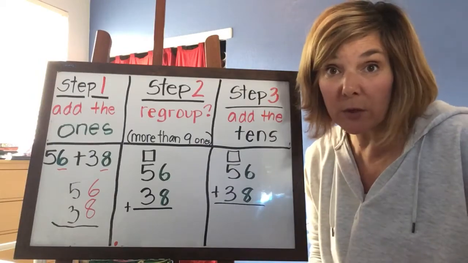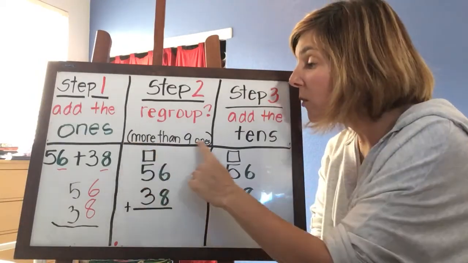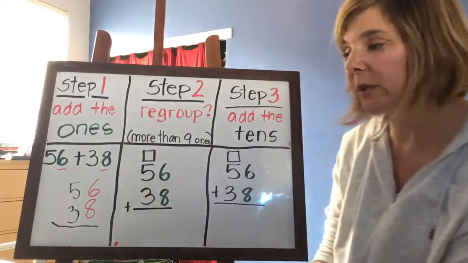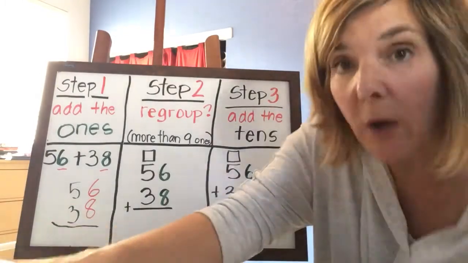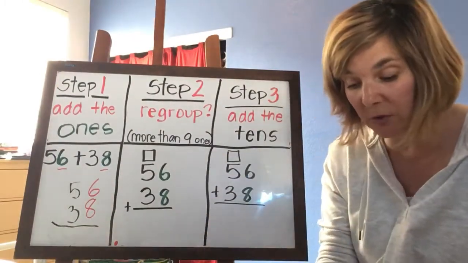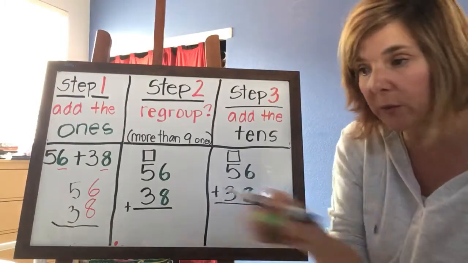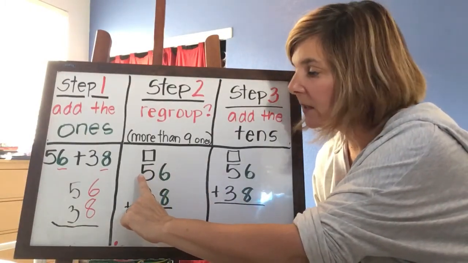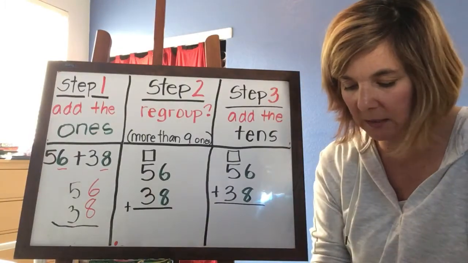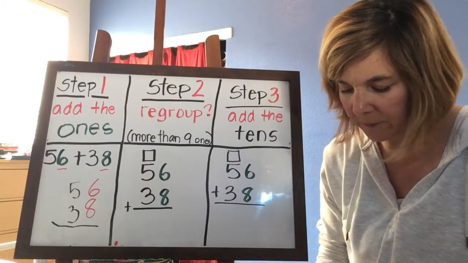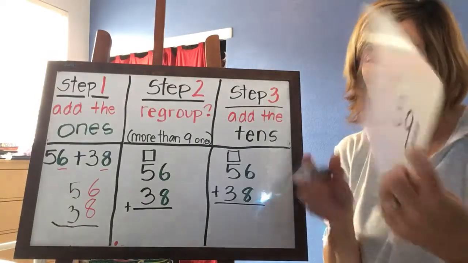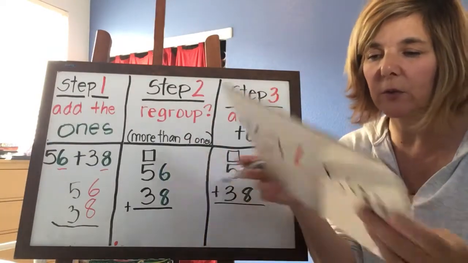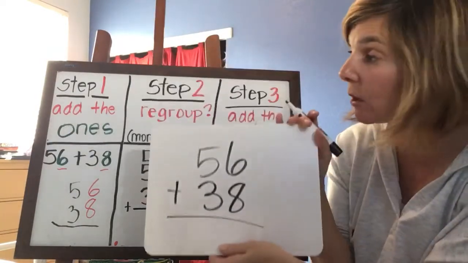Do you need to regroup? Well, if you have more than 9 ones, you do need to regroup. Now let me show you how knowing numbers in your hundreds is going to help you regroup today. All right, so the problem, we already know what the problem is. It's 56 plus 38. And I'm going to write that here, and then we'll go back to the big board. So 56 plus 38.